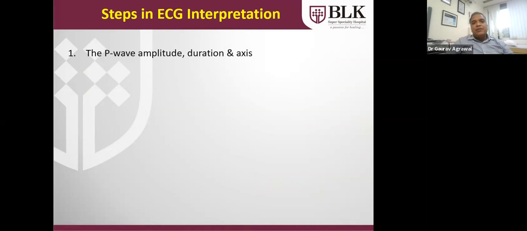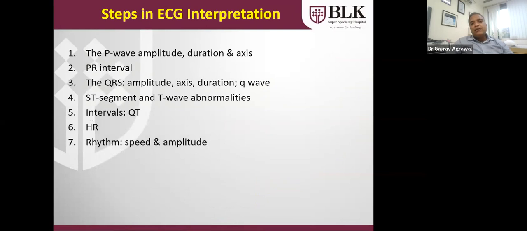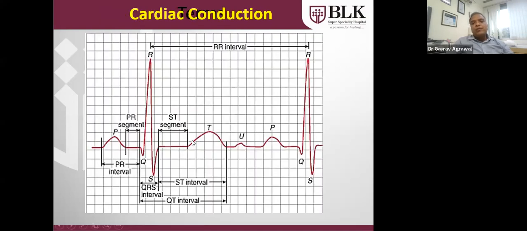Now the steps in ECG interpretation: the P wave amplitude, duration and axis, PR interval, QRS duration, axis, amplitude, and Q wave amplitude also, ST segment and T wave abnormalities, QT interval, heart rate, and rhythm of the ECG, whether it is arrhythmic or not. This is a cartoon showing the normal ECG. The first deflection is the P wave corresponding with atrial depolarization, followed by the QRS, which represents ventricular depolarization, followed by the T wave. It represents ventricular repolarization.